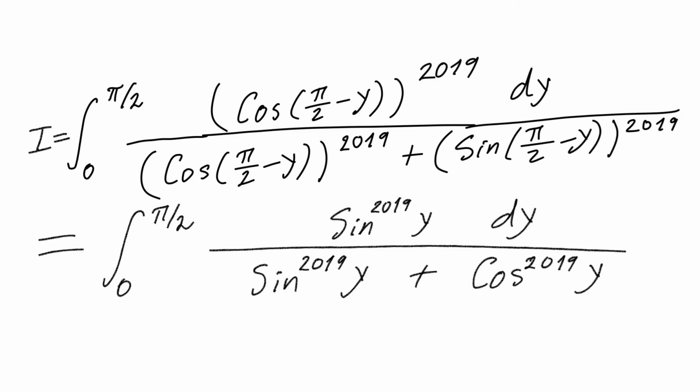And the denominator, the same, cosine of pi divided by 2 minus y is equal to sine of y. And we repeat the same with sine of pi divided by 2 minus y is equal to cosine of y. And the power is 2019. So this is a neat expression for I in terms of the substitution that we proposed previously.